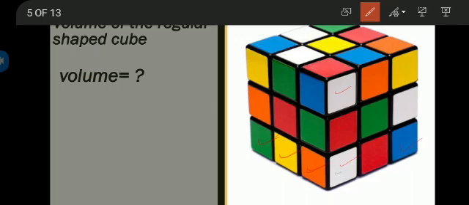So how do you calculate length into breadth into height? You simply apply the formula, that is length into breadth into height. So here length is 3, breadth is 3 and height also 3. So 3 into 3 into 3, that is your 27 cubic units. Okay, 27 cubic units.